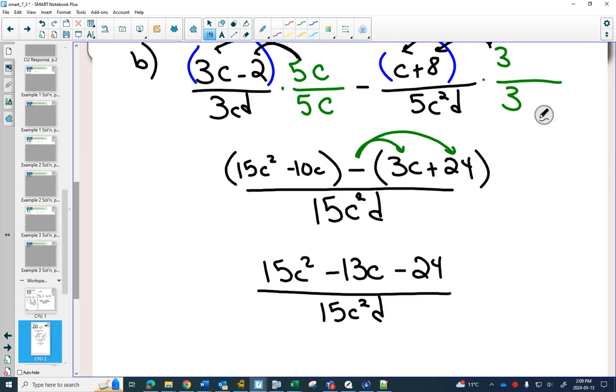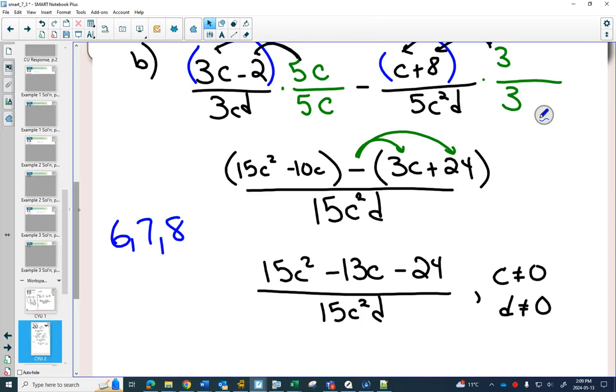And of course, if we want to list our non-permissible values, we're dividing by c, so c can't equal 0, and we're dividing by d, so d can't equal 0. And questions for practice on this one are 6, 7, and 8.